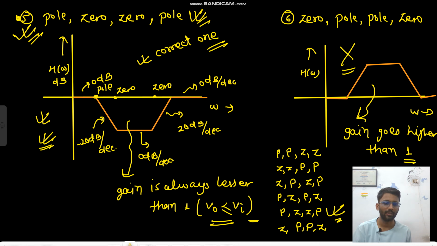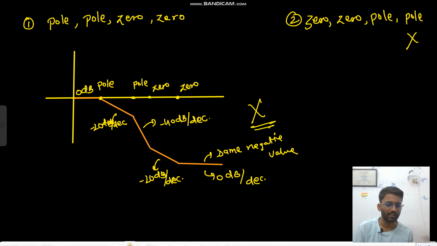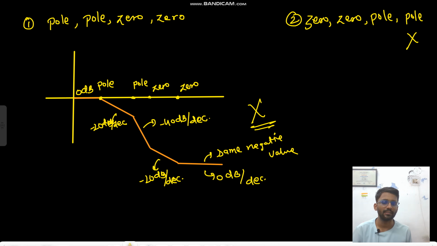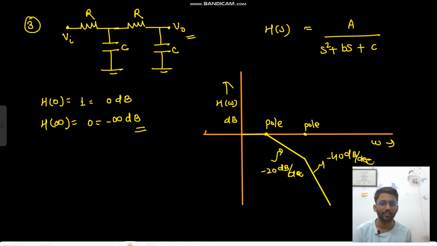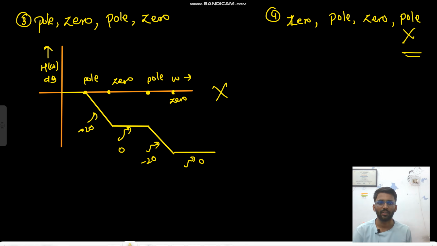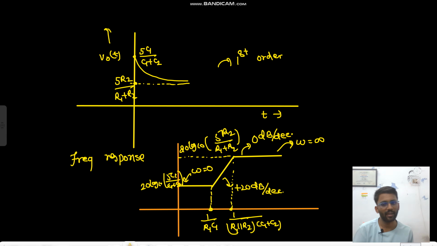So I hope now you have understood the concept. Intuitively you can also draw the frequency response of a second order circuit. You can draw the Bode plot or draw the frequency response. So that's how you can draw the frequency response. And now I hope you have understood the complete concept of Bode plots. Now we will see the time domain analysis of second order circuit. Okay, thank you.